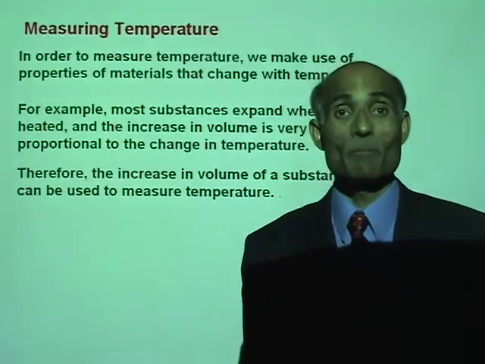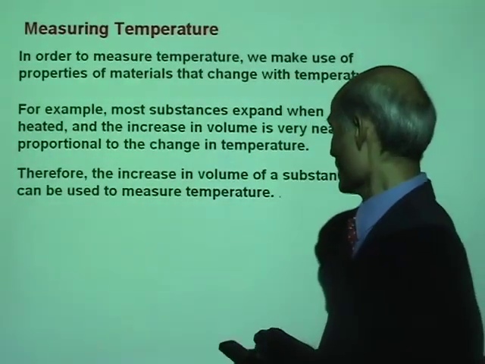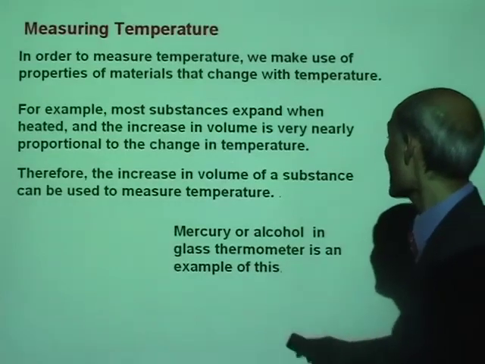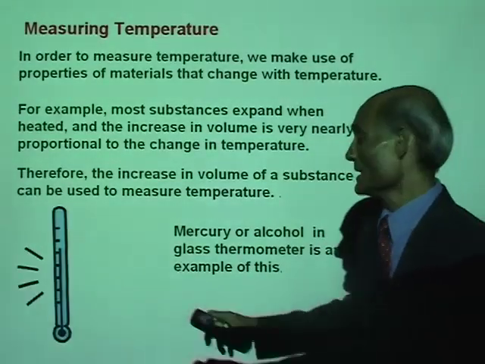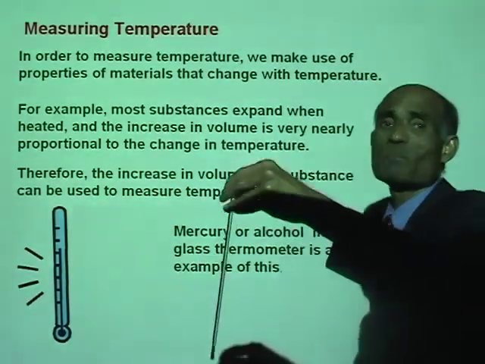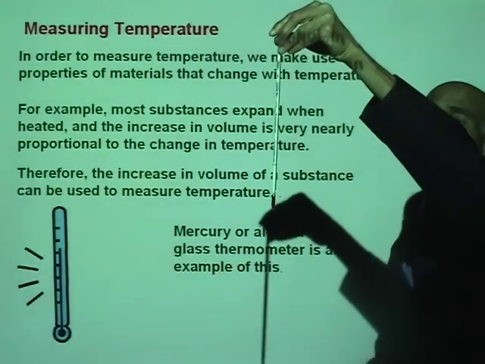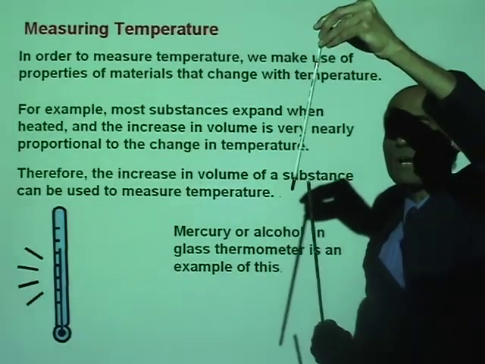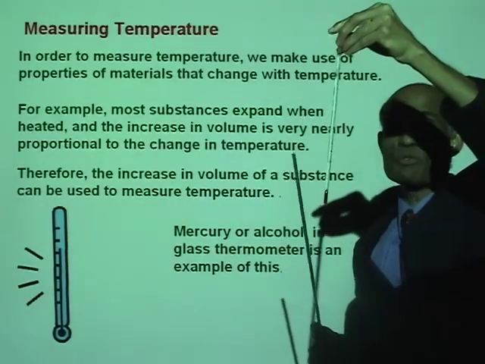If you take mercury or alcohol in a glass tube, you can see that mercury or alcohol in glass can actually be used to construct a thermometer. Now, here is an example of a thermometer. I have a thermometer in my hand. Well, I don't think you can see much of it. Now, a thermometer has a bulb. What I'm pointing at now is the bulb. Now, this is an alcohol thermometer.